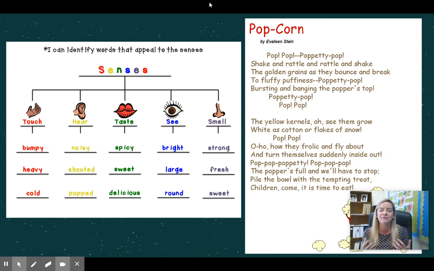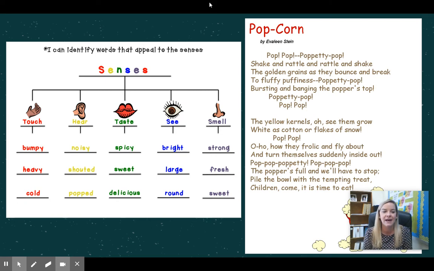And poems are filled with sensory words because what the authors of poems or the speakers of poems are trying to do is to create an image in our minds as readers. They want us to feel what they're feeling and hear what they're hearing and taste what they're tasting, and smell what they're smelling and see what they're seeing in their poems. So they use lots of strong sensory words to do that.